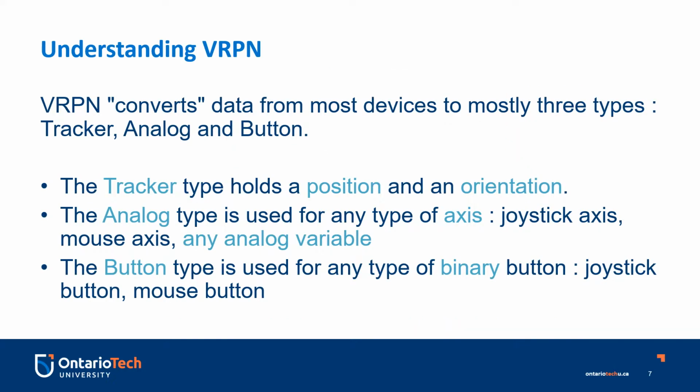VRPN has three types of entities that handle all the peripheral information. The tracker type holds a position and orientation. The analog type is used for any analog information like the axis of a joystick, the position of a mouse, or any analog variable. The button type is used for a kind of binary information like the joystick button or the mouse press of any button.